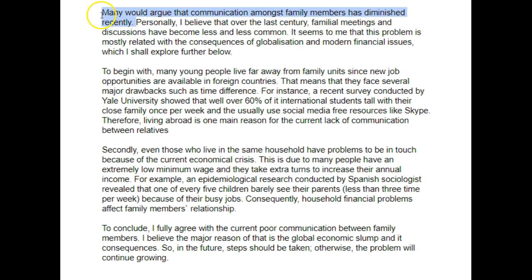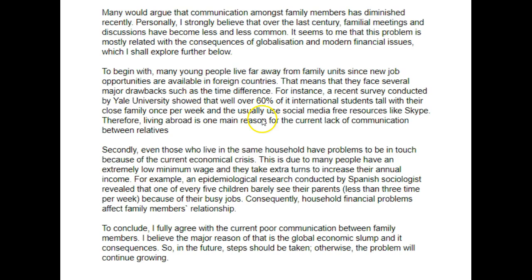So, cover the question first, and then tell us whether you agree with it or not. Because this is to what extent do you agree or disagree. So also we could say I strongly believe, because it's to what extent. To begin with, many young people live far away from family units since new job opportunities are available in foreign countries. Yeah, that's fine. This means that they face several major drawbacks, such as time difference. The time difference, it would be.